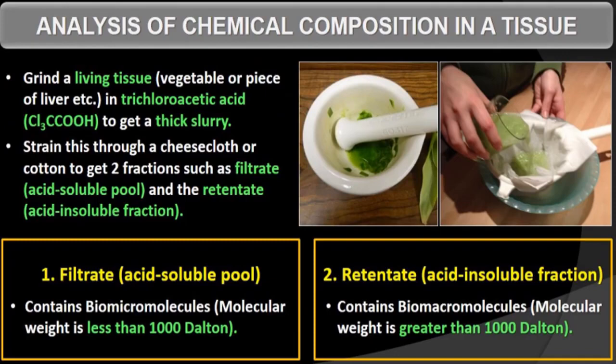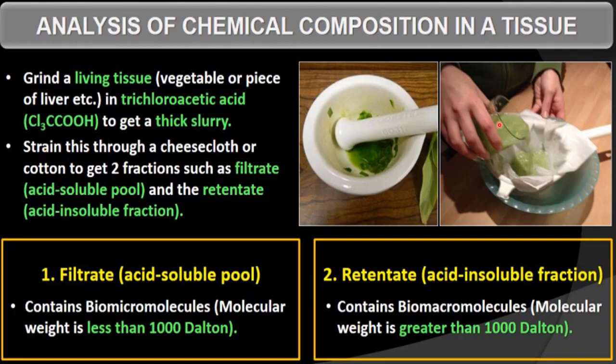So let's start with our first topic, that is analysis of chemical composition in a tissue. To analyze the chemical composition of a tissue, first of all we'll take a living tissue. This living tissue can be a vegetable if we are taking a plant sample, or it can be a piece of liver if we are taking any animal sample. Now we will grind this living tissue in trichloroacetic acid. Here you can see this pestle and mortar. With the help of this pestle and mortar, we will grind the living tissue in trichloroacetic acid and we will get a thick slurry. So a slurry like this will be obtained.